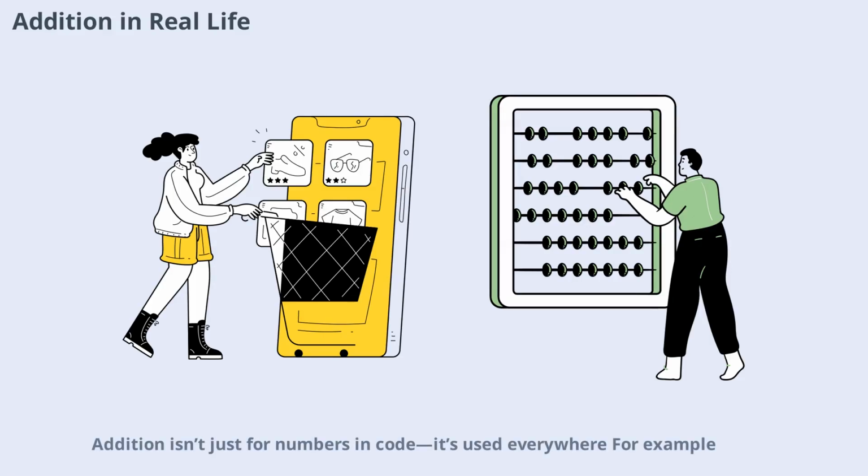Addition isn't just for numbers in code, it's used everywhere. For example, when you add prices in a shopping cart or combine scores in a game, you're using the addition operator. Understanding how addition works in JavaScript helps you solve real-world problems and build useful applications.